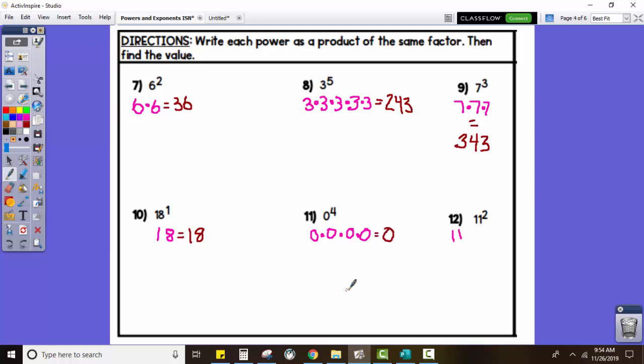And number 12, I have 11 twice. So 11 times 11 equals, 11 times 11 is 121.